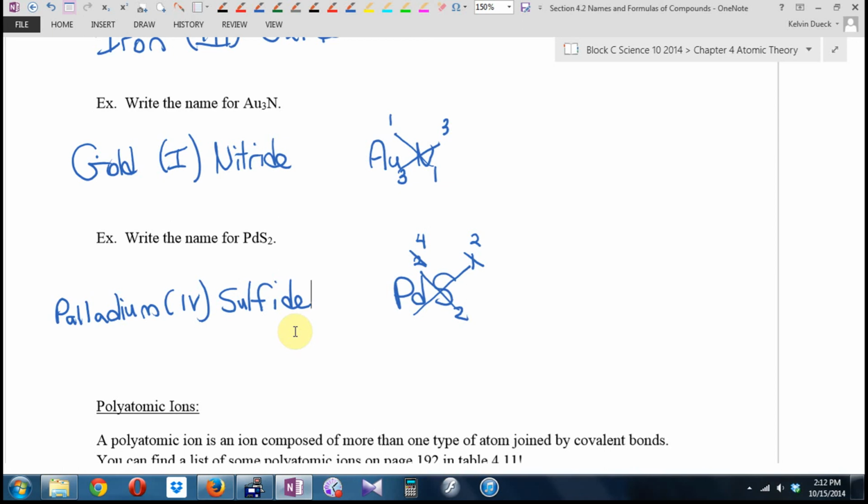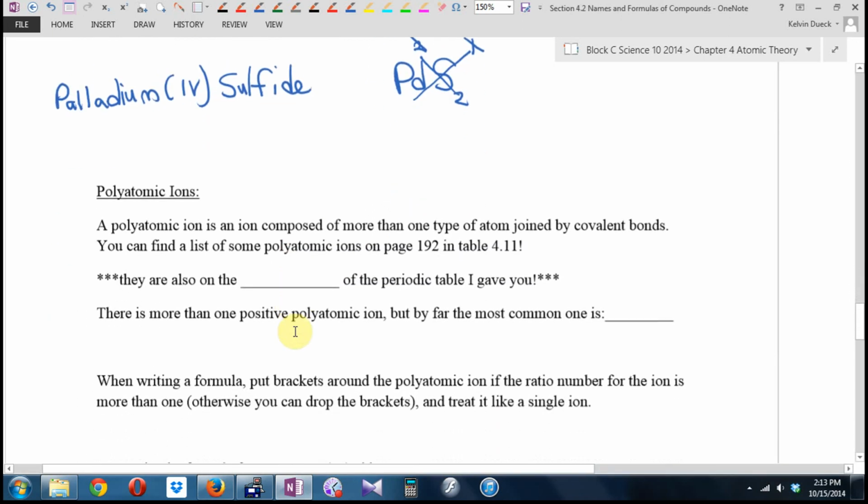And then the "ide" rule is not going to occur. They all have specific names. You have this sheet. You don't have to memorize the polyatomic ions. You just have to know that they're there. So read along with me in our notes.